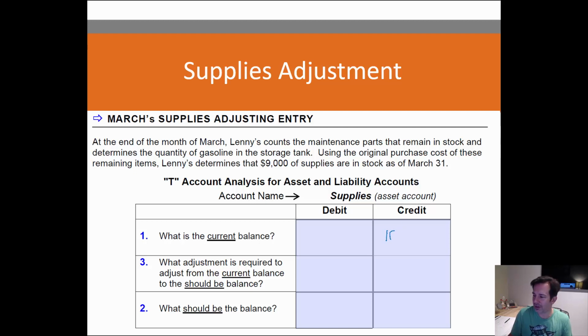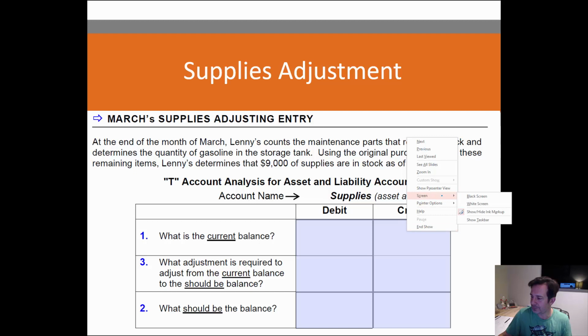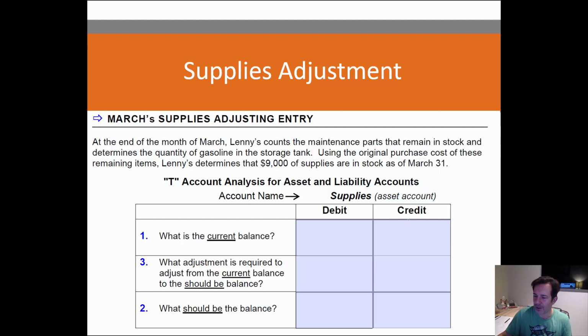Oops, I'm on the wrong side here. Can I erase that? Let's erase that real quick. There we go. So we began the month of March with 10,125 in supplies in that supplies asset account, didn't we? We had our least favorite intern go into the supply closet and count, and they came back and said we have $9,000 in supplies left at the end of the month. So that's where we're at the end.